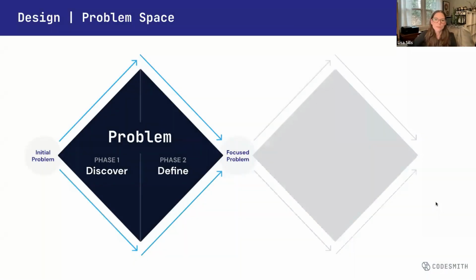So we'll start with the problem space. Every project or design task begins in this problem space, specifically in that initial problem statement section. Oftentimes this is the business problem that our clients come to us with. So to move from problem to solution, we have two phases that we have to go through. So phase one, discover the problem. Phase two, define the problem. And once we've defined or reframed the problem, we can identify a focused problem to solve.